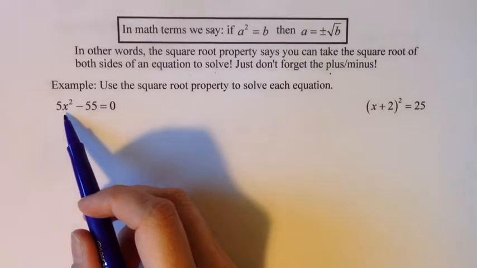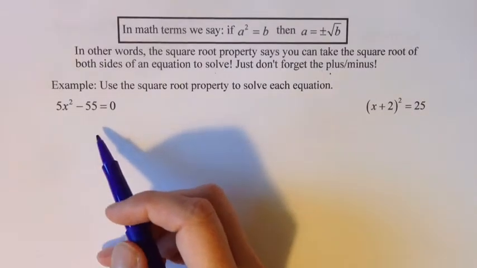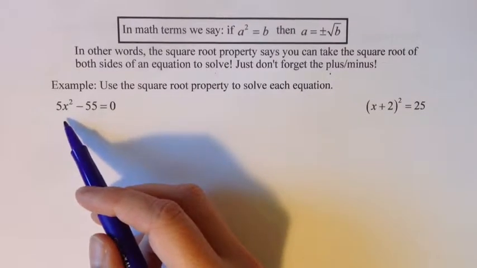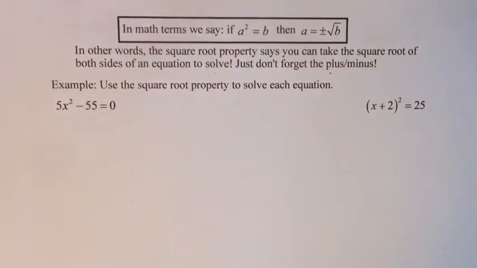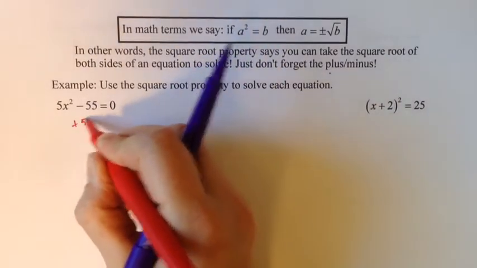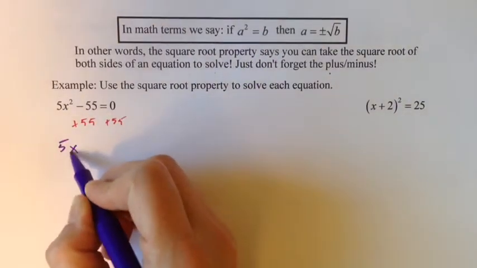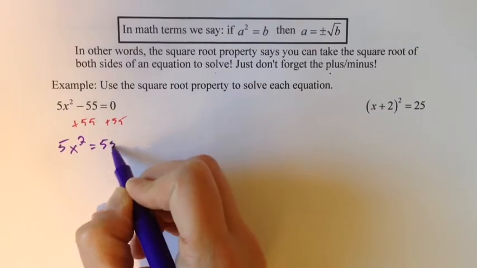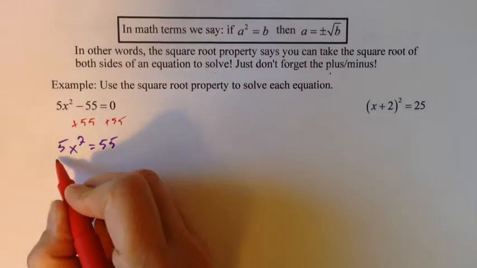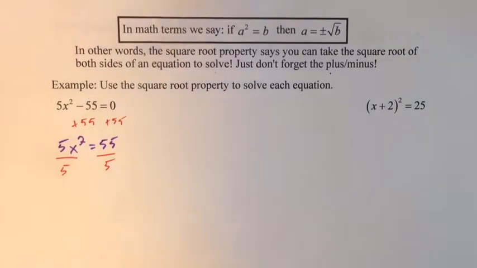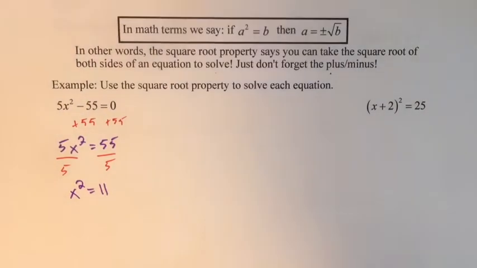Here I have 5x squared minus 55 equals 0. Now I'm not ready to take the square root of both sides yet. First I need to get the x squared by itself. So I'm going to start by adding 55 to both sides of the equation. Now I have 5x squared equals 55. My next step is to divide both sides by 5 so that I finally have the x squared all by itself on one side. So x squared equals 11.